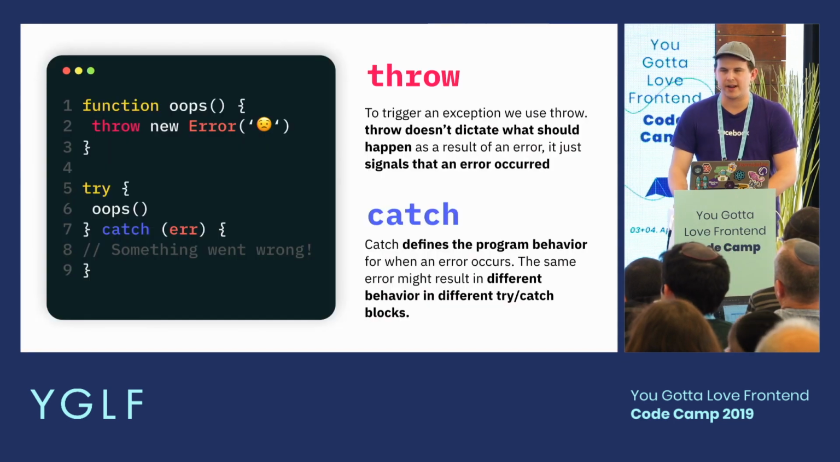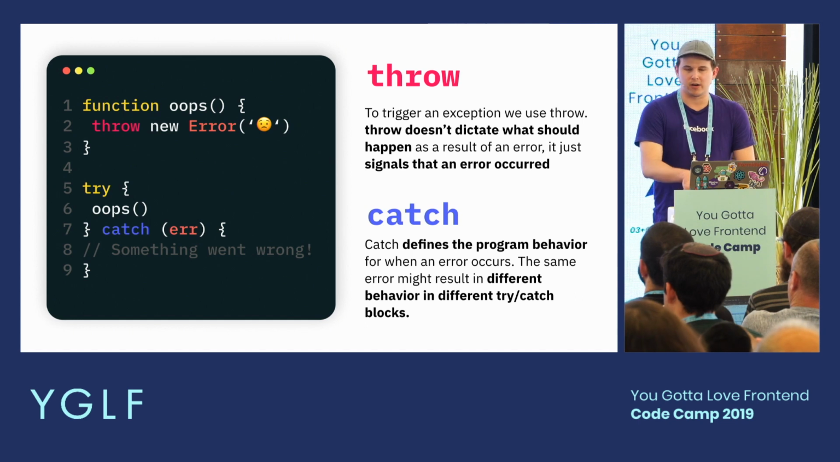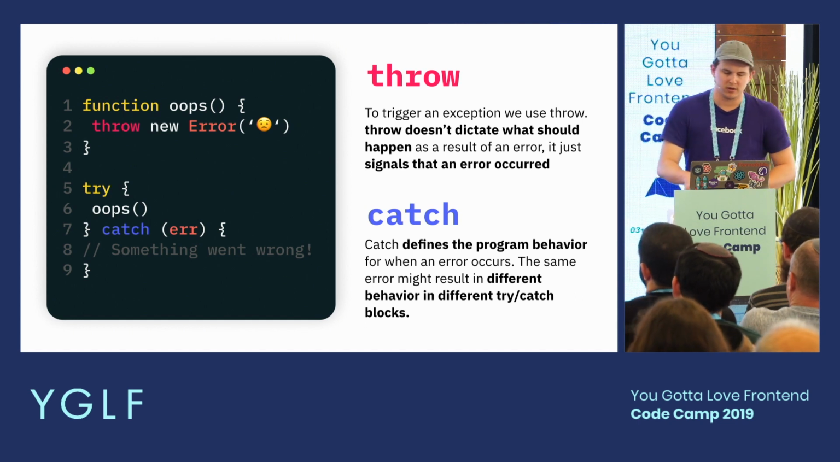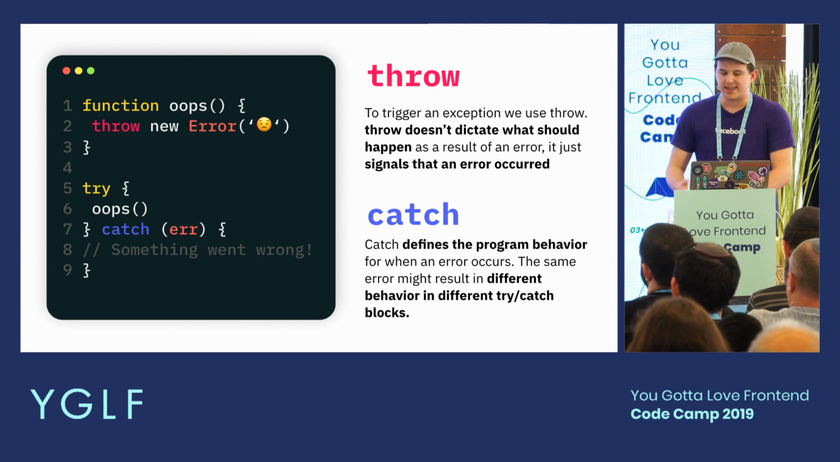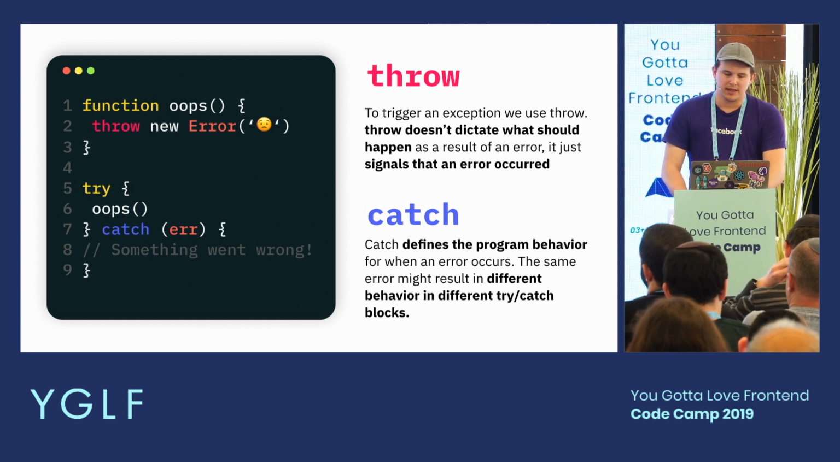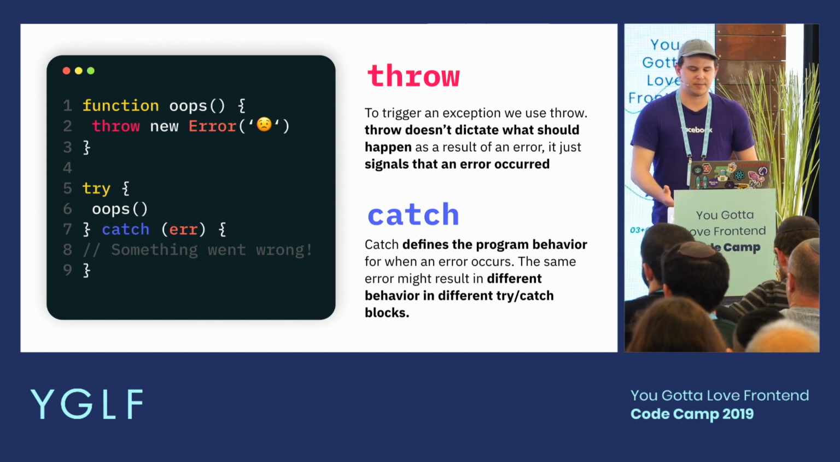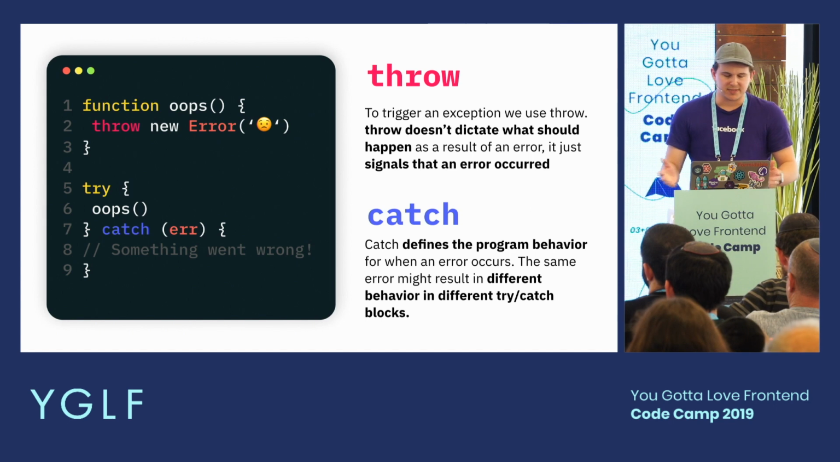So in JavaScript, error handling has two main parts, right? You have triggering an error and then you have handling that error. To trigger an error, we use the throw keyword. You don't have to import it, right? It's always in scope. It's a global feature. It's part of the language that you can use to indicate that at any time some kind of exception has occurred. Now, throw doesn't actually dictate what your program should do as a result of that error. All throw does is signal that an exception has occurred of some type.